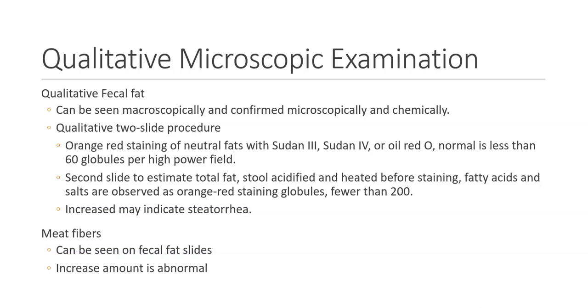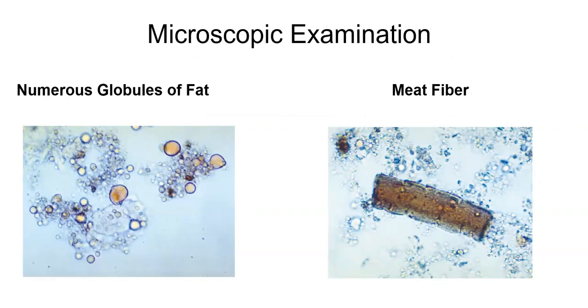Meat fibers, they can be seen on fecal fat slides, and an increased amount of meat fibers is abnormal, meaning you're not totally digesting your food. On the left, we have numerous globules of fat, and again, you have to count each globule, and so you'd have to focus up and down to get an accurate count. On the right is a meat fiber.